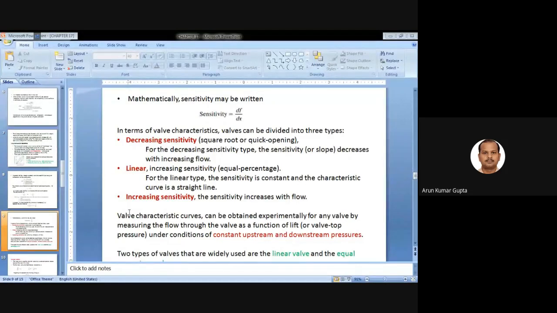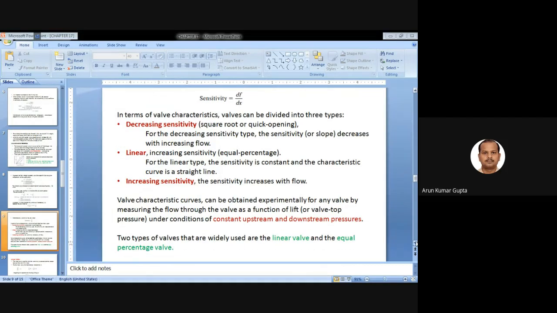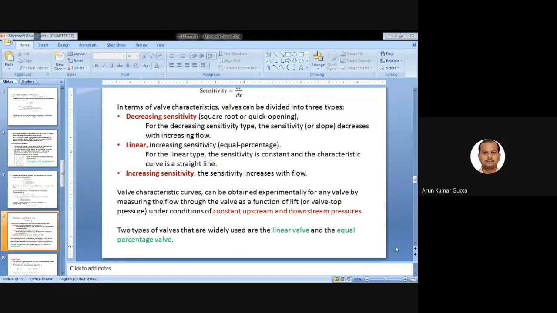The valve characteristic curve can be obtained experimentally for any valve by measuring the flow through the valve as a function of the lift, that is valve stem position, under the condition of constant upstream and downstream pressure. So basically we keep the pressure variable constant, and we only look at the variable flow rate versus stem position change. The two types of valve that are widely used from the industry's point of view are the linear valve and the equal percentage valve.